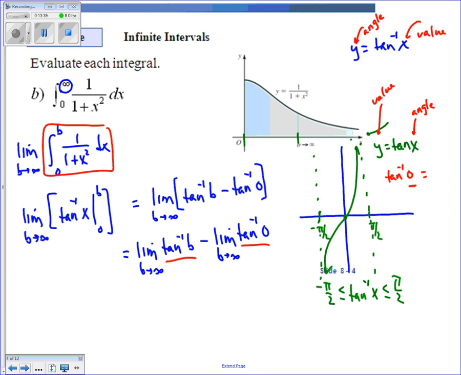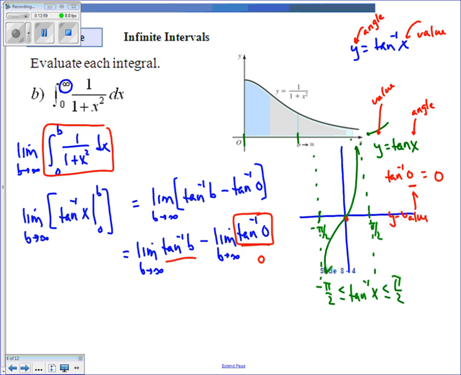So inverse tangent of 0 says, this is my value. That's the y value. Now, what's the angle that corresponds to it? Well, look at the graph. The value of 0 for y corresponds to the angle being 0. So inverse tangent of 0 is 0. So this one is just going to be 0.